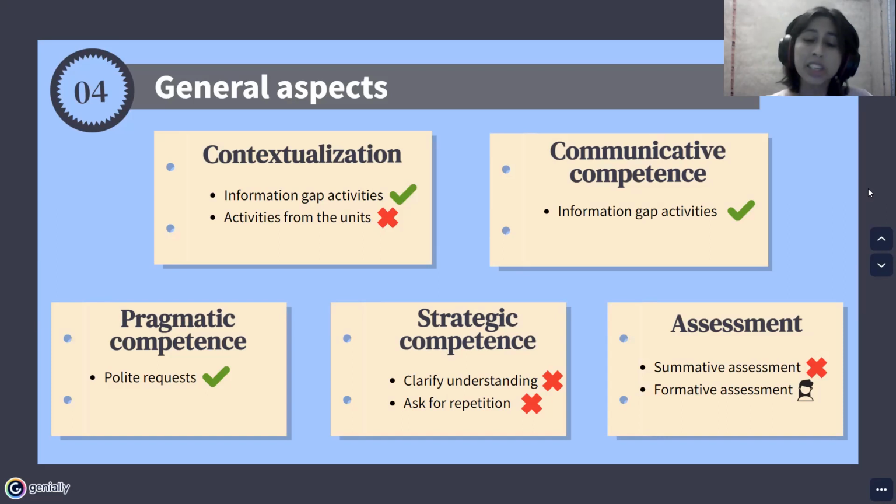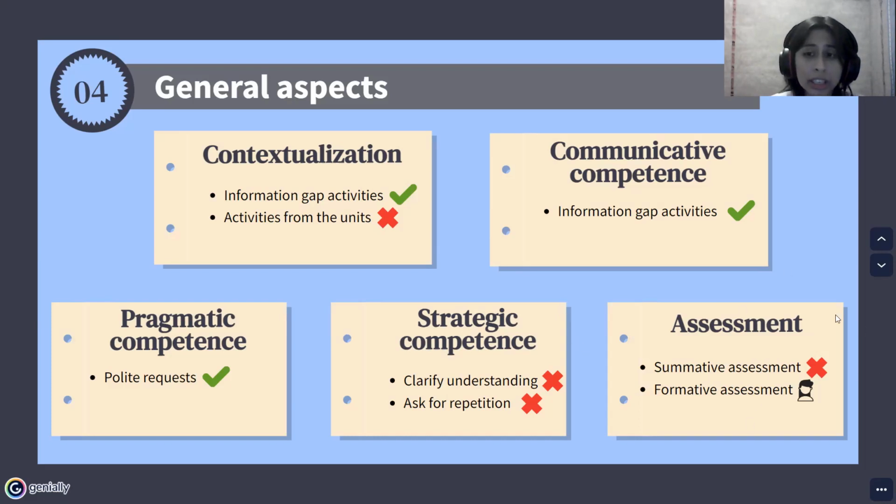As regards strategic competence, this coursebook didn't consider strategic competence because, first of all, strategic competence is necessary in order to ensure mutual understanding. That's why I think that nurses need to know how to clarify understanding and ask for repetition in the case that they couldn't hear the patients because of any reason.